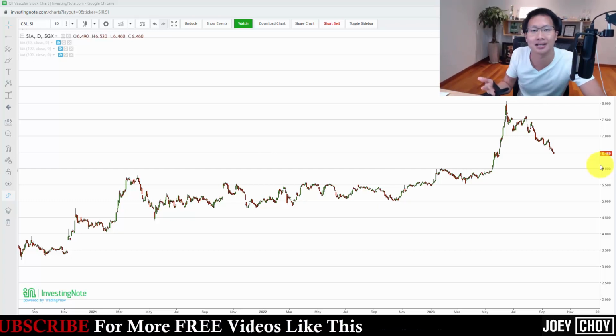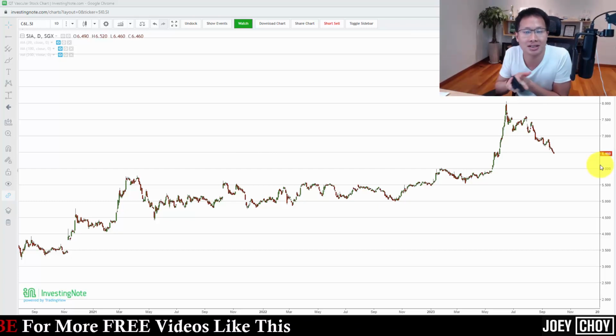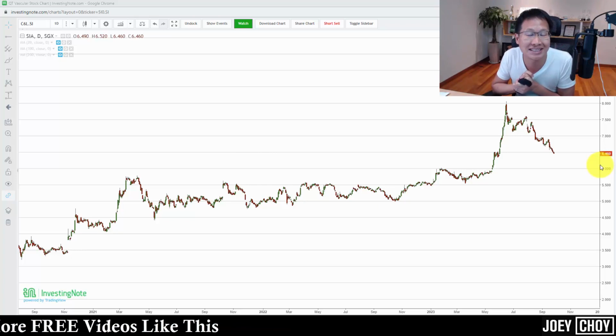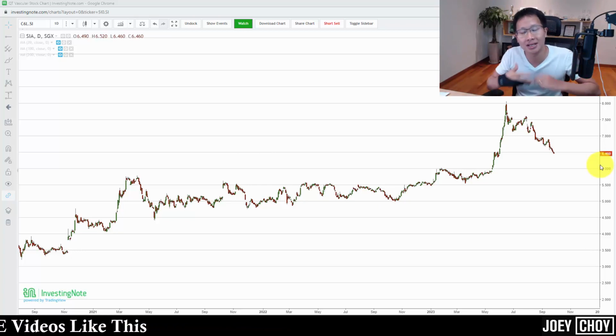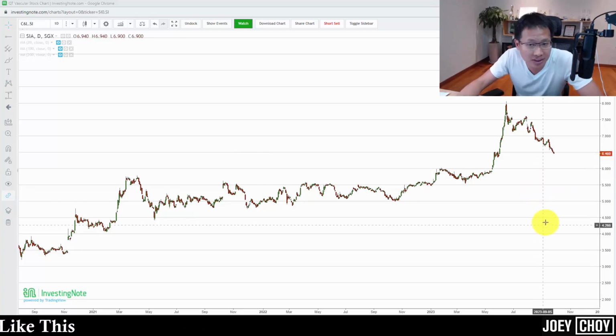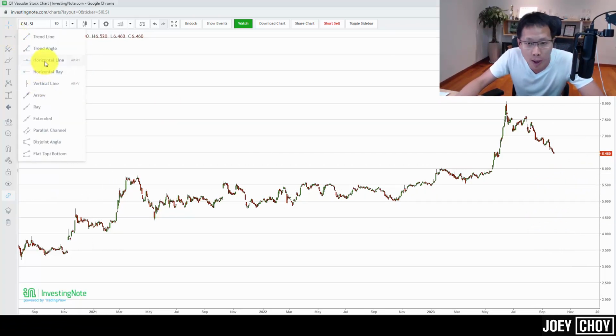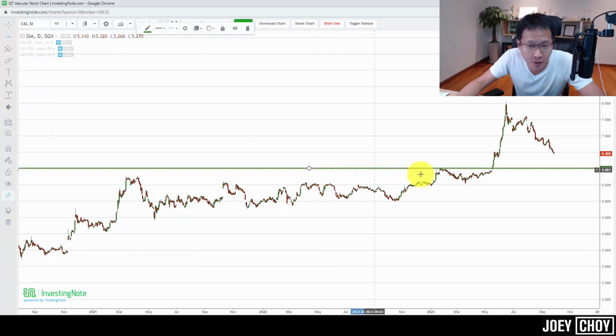All right, so let's look at another case study as to how to draw these horizontal support and resistance levels, and same thing, how can we make sense of these lines after drawing them? So this is SIA, Singapore Airlines, one of those really popular stocks in the Singapore market as well. And let me just go draw these lines before I explain to you.